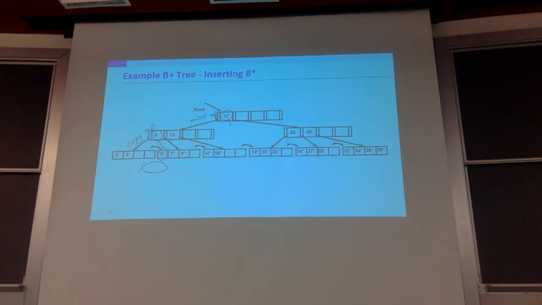If you do not have unique keys, like you can have duplicates, you cannot define something like this 17, so that everything on the left is smaller than or equal to 17, and everything on the right is greater than 17. That's not going to work, right? Because you can have duplicate keys.